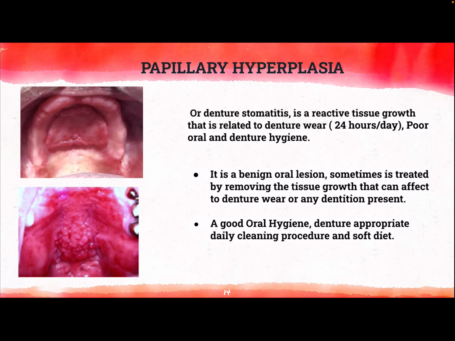Papillary hyperplasia is caused by poor oral hygiene and wearing dentures 24/7 for long periods of time. It's a benign oral lesion treated by removing the tissue growth, done by the dentist. Recommendations are good oral hygiene, including denture cleaning, and a soft diet.